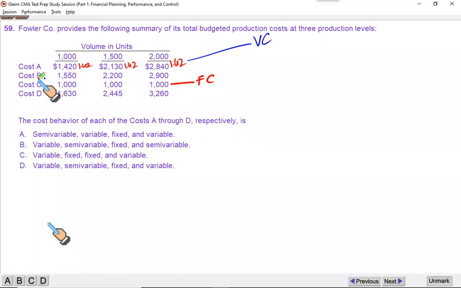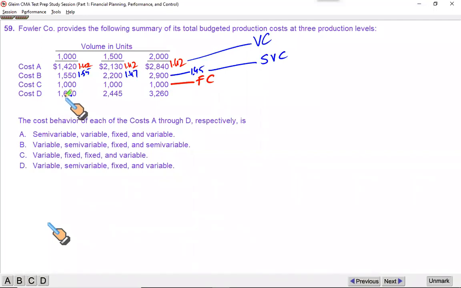Now let us see what about cost B. 1550 divided by 1000, it will give you 1.55. 2200 divided by 1500 gives you 1.47. It is falling on a per unit basis. 2900 divided by 2000, it is 1.45. So as you can see, if we are increasing the number of units, the average cost is falling. So it is a mixture of variable and fixed cost. So we will call it the semi-variable cost.